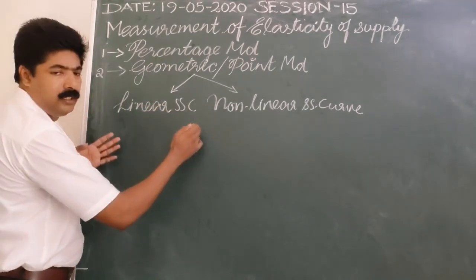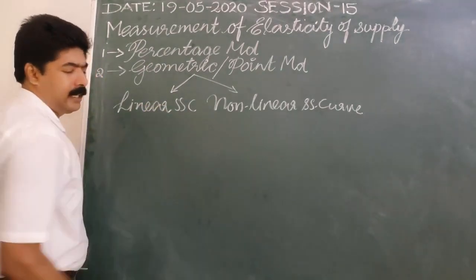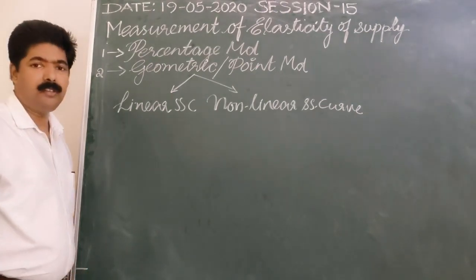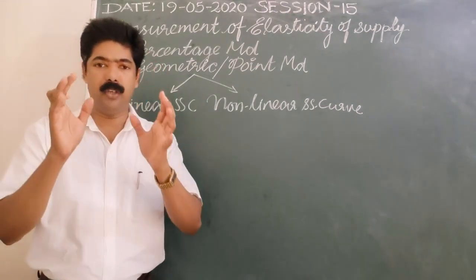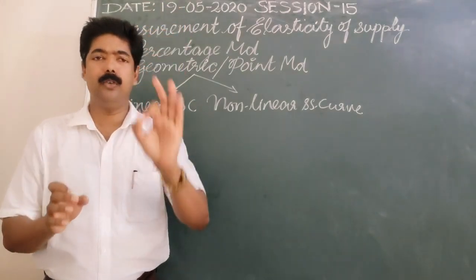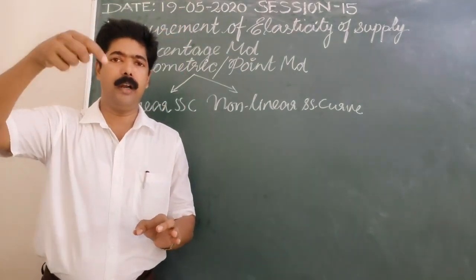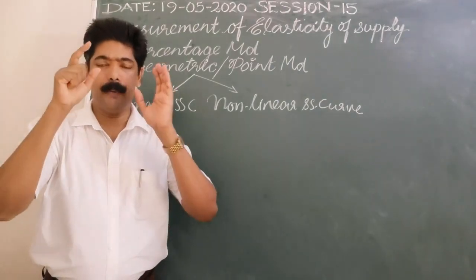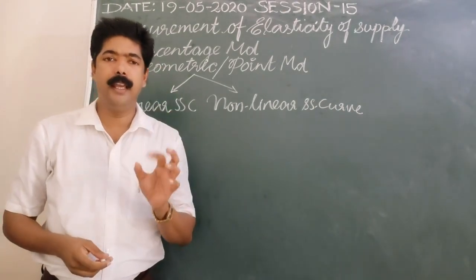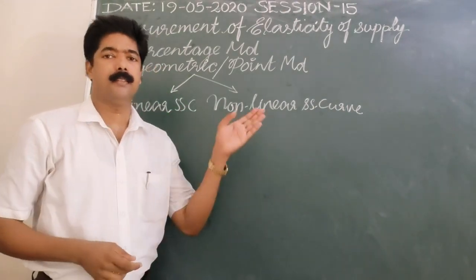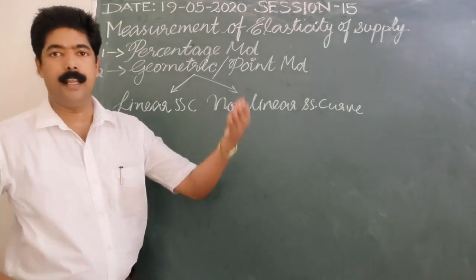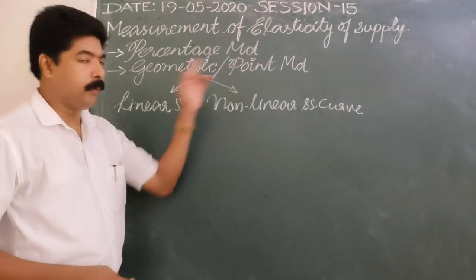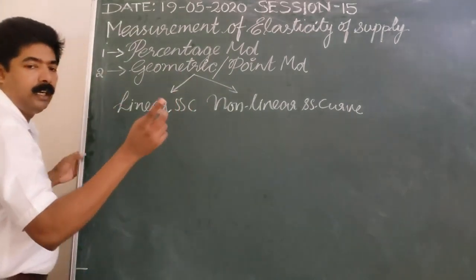So let me draw two diagrams here. From the diagram we can calculate this. Suppose we want to measure the price elasticity of supply at a particular point which is denoted on a straight line supply curve. With that particular point we calculate the price elasticity. Let us see how we can calculate the price elasticity of supply under the linear or straight line supply curve by the point method. So let us draw the diagram.